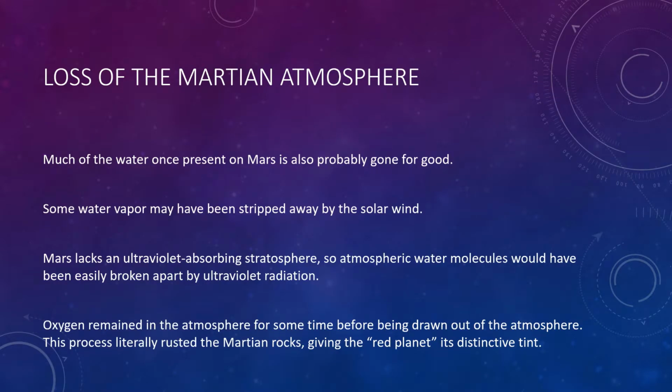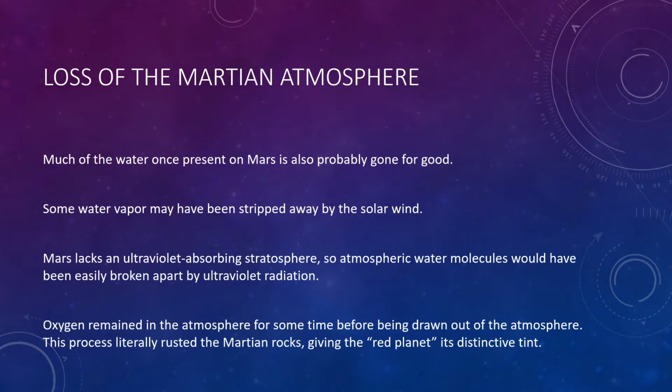With regard to water, although some lies frozen in the polar caps and underground, much of the water once present on Mars is probably gone for good. Like the carbon dioxide, some water vapor may have been stripped away by the solar wind. However, Mars also lost water in another way.